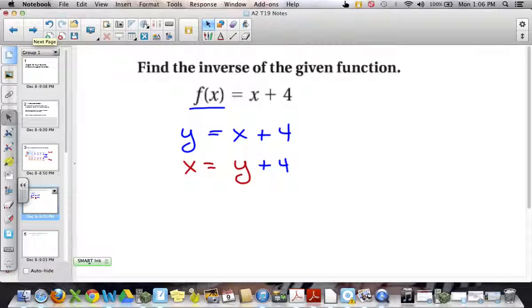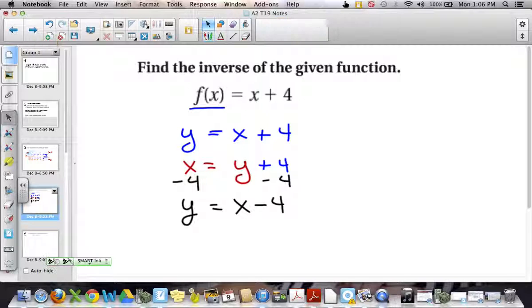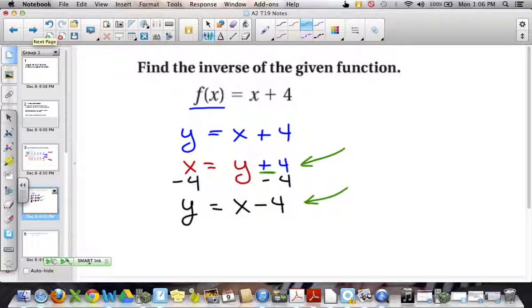Then to write your inverse relation, we resolve it for y. So we're going to subtract 4 on both sides and end up with y equals x minus 4. Again, note how in the original function we had plus 4, and then in the inverse function we have minus 4.